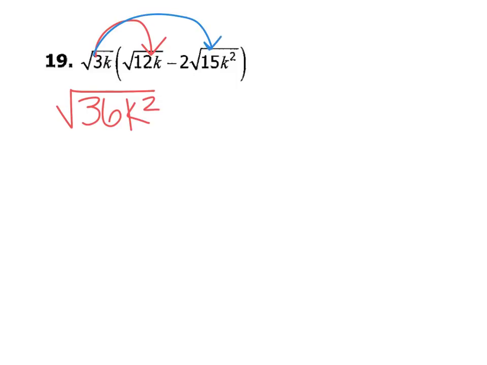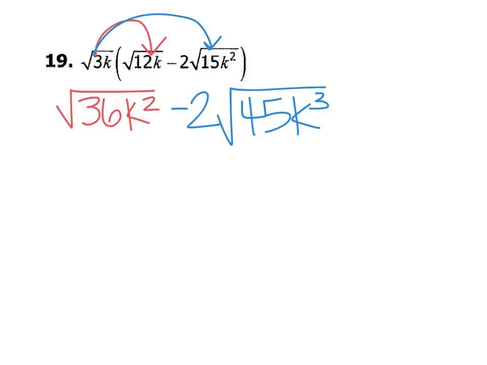Then square root of 3k times negative 2 square root 15k squared. So minus 2 times the square root of 3 times 15 gives us 45. K times k squared gives us k to the third. Then we want to take the square root of what we can take the square root of. So we can take the square root of 36k squared. We get 6 and k, because k squared, 2 divided by 2 gives us 1.